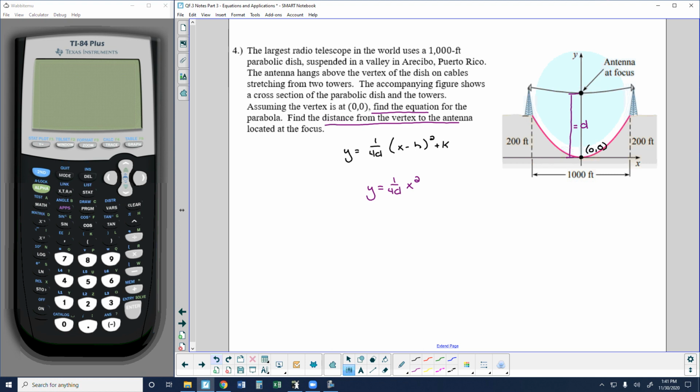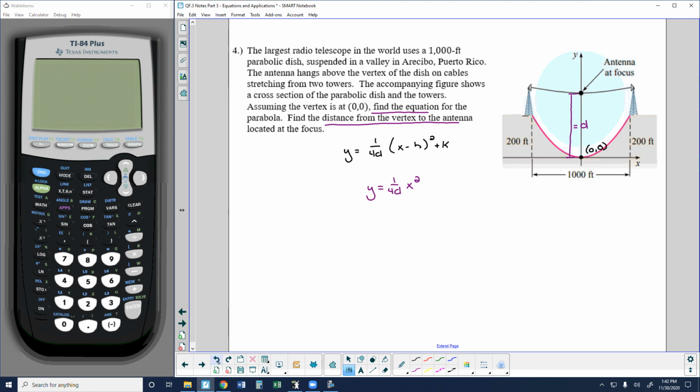If we don't know where the focus is, we might look for a directrix. This gives us no information about a directrix. So we need to find a way to come up with the value for d without using a focus or a directrix. This is something we haven't done. What I may notice about this equation is that I have two other variables, an x variable and a y variable. That x and y represents any point along this parabolic dish.